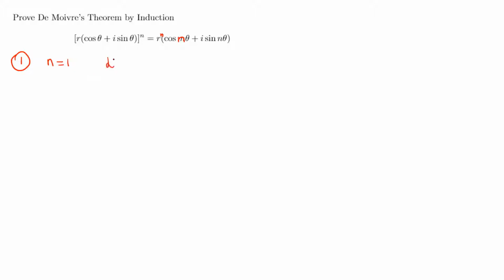So the left-hand side in this case, when I plug in n is equal to 1, I'm going to get r cos of theta plus i sine of theta, and all that to the power of 1. But of course, anything to the power of 1 is itself, so that's just going to be r cos of theta plus i sine of theta. So now we know the left-hand side.